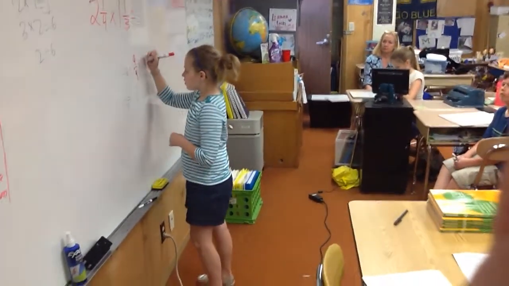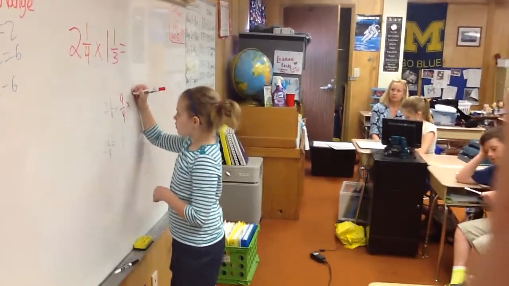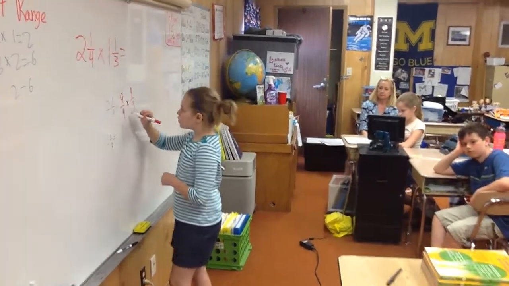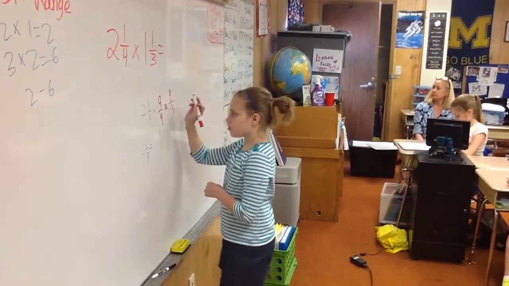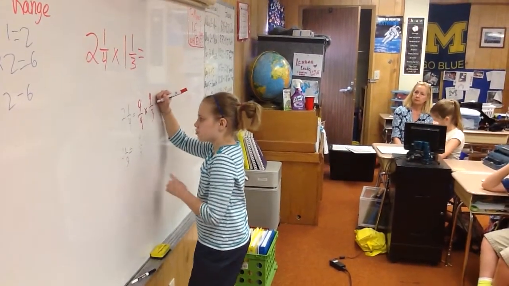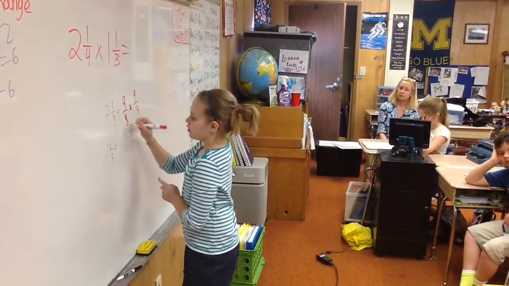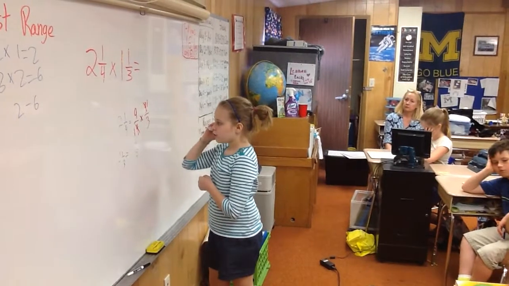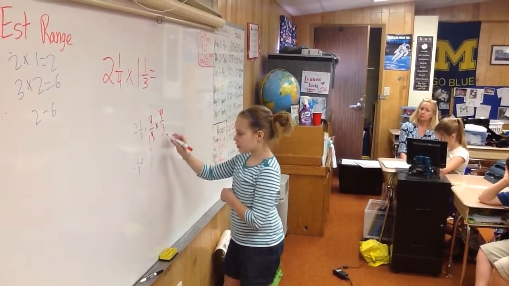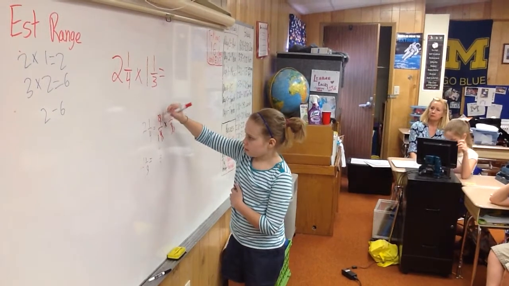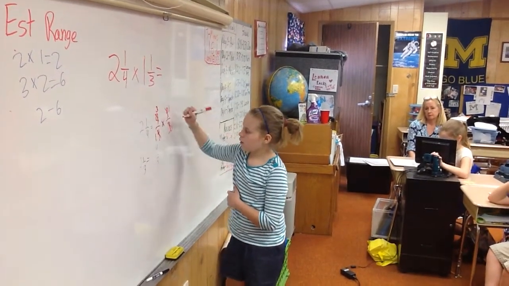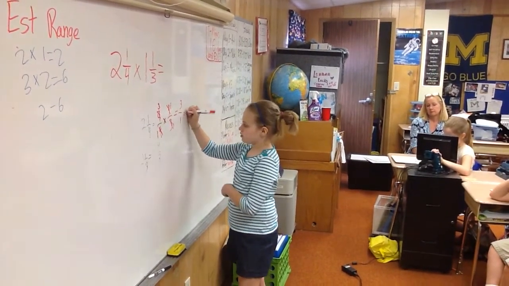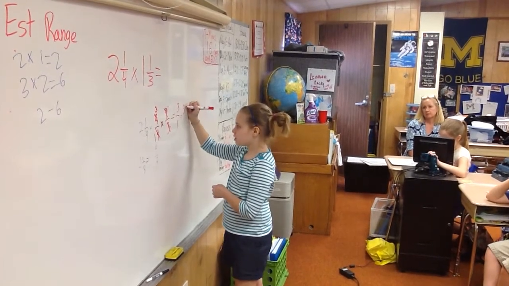All right, so she gets her improper fractions, 9 over 4 times 4 over 3. And then she looks diagonally to see if she can cross simplify to make it easier. 4 goes into 4 one time, because 4 divided by 4 is 1, and 4 divided by 4 is 1. So she cross simplifies, makes the 4s 1s. 9 divided by 3 equals 3, and 3 divided by 3 is 1. 3 times 1 is 3, and 1 times 1 is 1. 3 over 1 simplifies to 3.